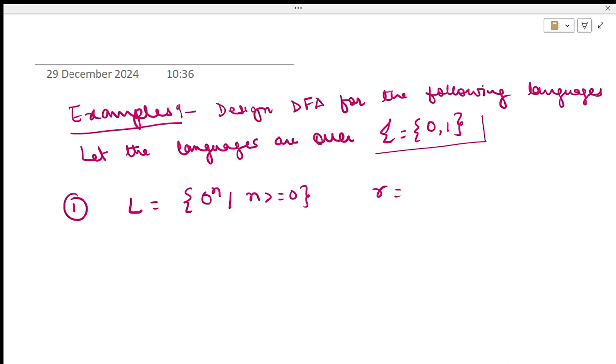The language has strings like null, since 0 raised to the power 0 gives you null, then 0 raised to the power 1, 0 raised to the power 2, 0 raised to the power 3, and so on. Such strings are there in this language. The regular expression for this language is 0 star. We all know that. And we need to create a deterministic finite automata for this language.